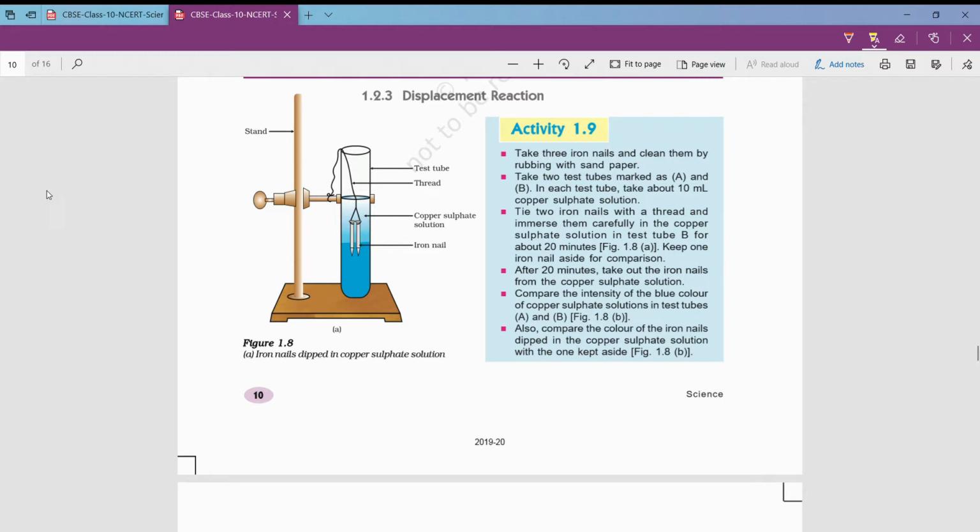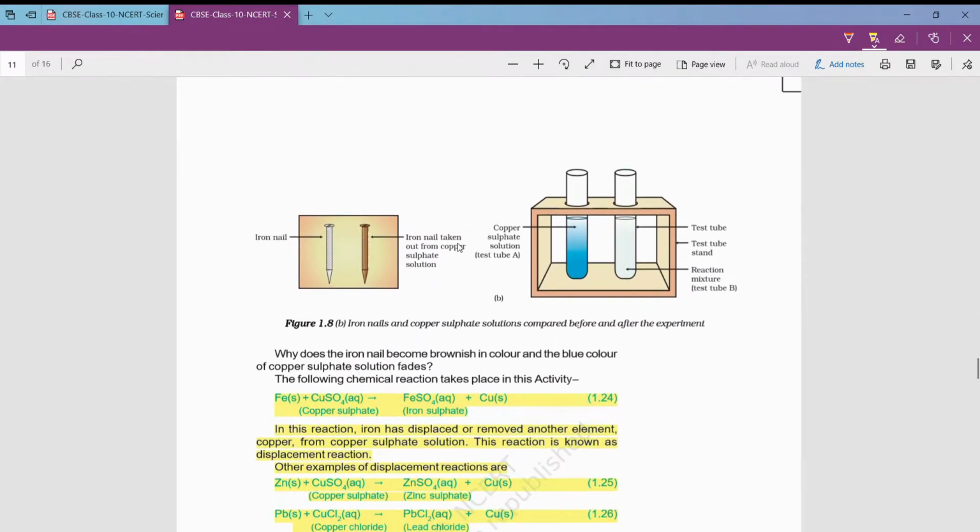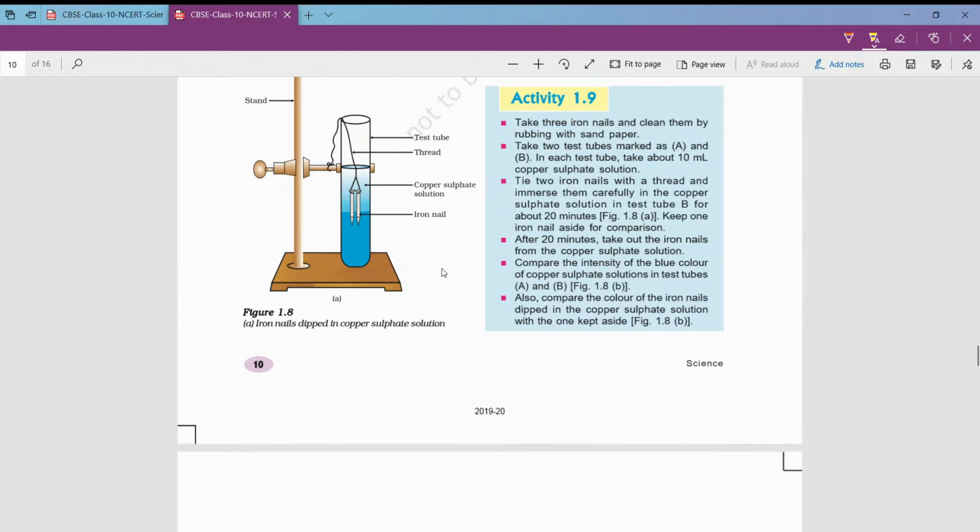Coming to displacement reaction, as the word suggests, displacement reaction is one such reaction where one element displaces the component of another element. Let us see this with an example. Take two iron nails and immerse them in copper sulfate solution for 20 minutes. Tie those two iron nails as shown in the figure.